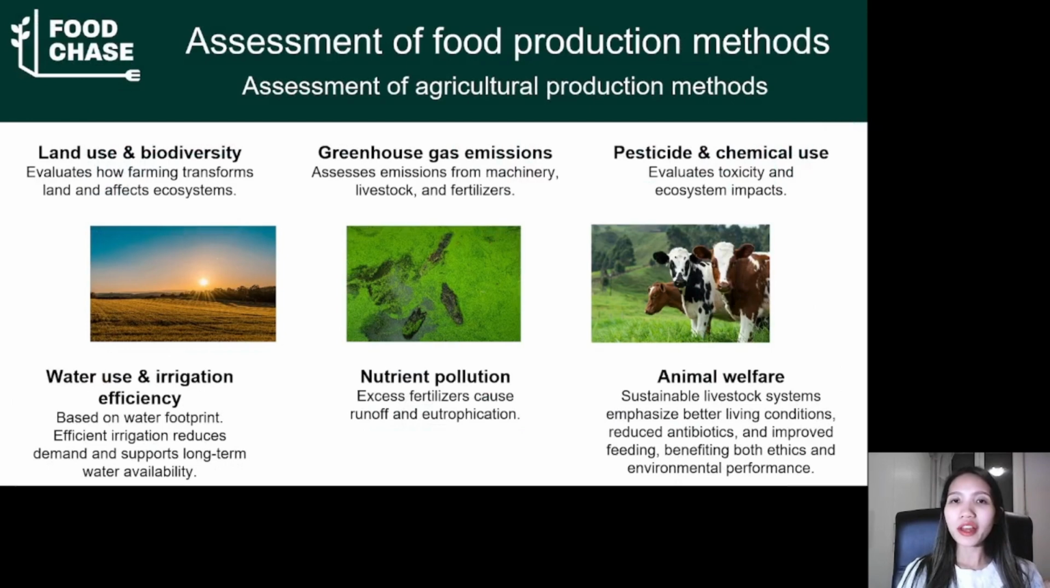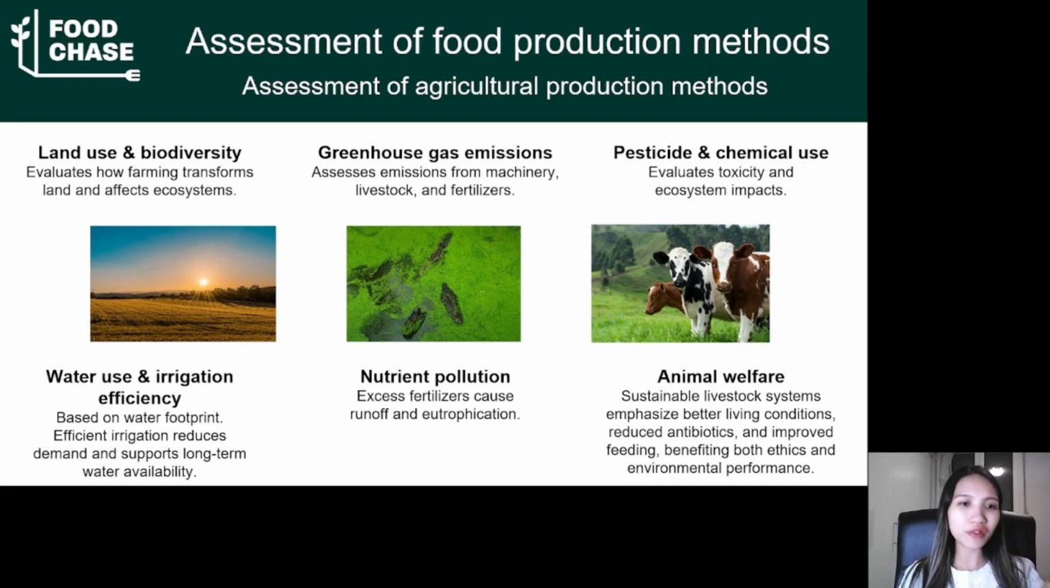In the assessment of agricultural production method, we have to care about many factors like land use and biodiversity, in which we evaluate how farming transforms land and affects ecosystems. We have to assess the emissions from machinery, livestock, and fertilizer, which is the greenhouse gas emission. About the pesticides and chemical use, we have to evaluate the toxicity and ecosystem impacts.